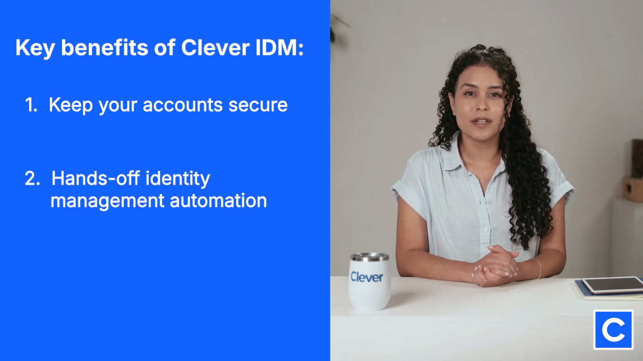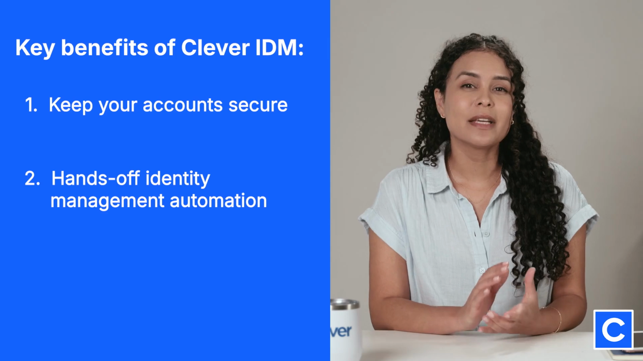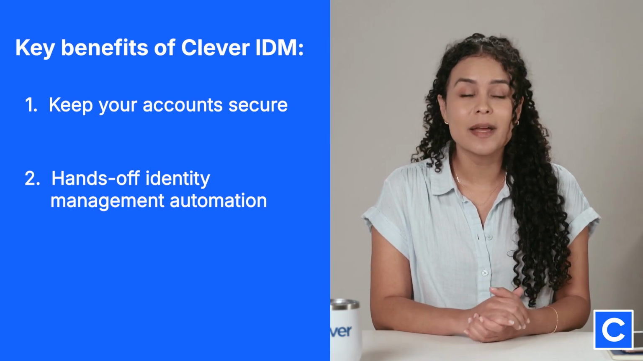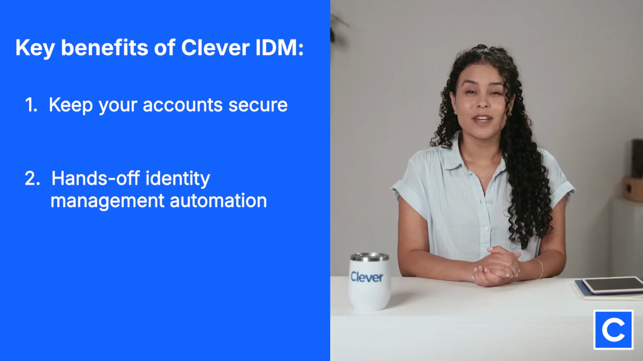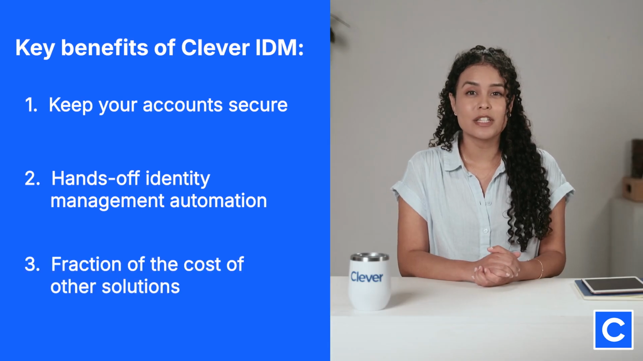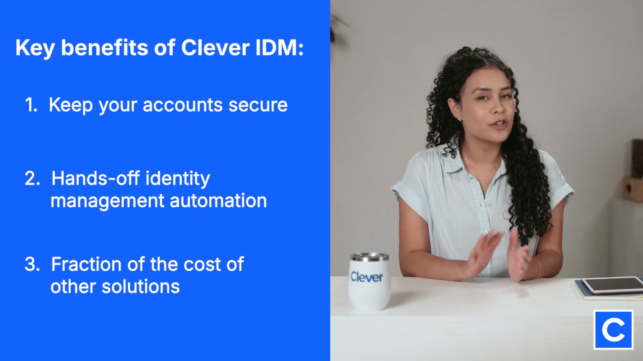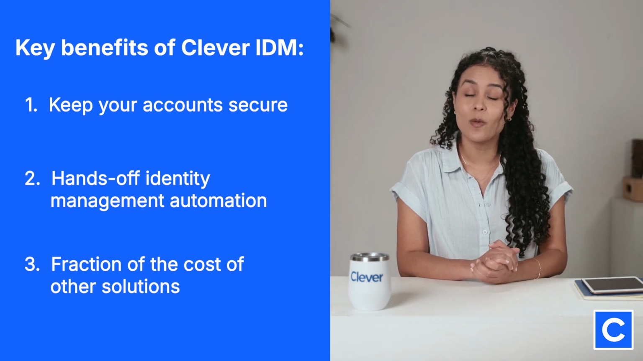Using your SIS fields, Clever IDM automatically creates and updates OUs and sub-OUs in your identity system, so you don't have to. And because Clever IDM uses the data you already have in Clever, you can get set up in less than 30 minutes. Finally, you'll spend a fraction of what districts usually have to pay for identity management. The best part? There are no additional fees for setup, training, or support.